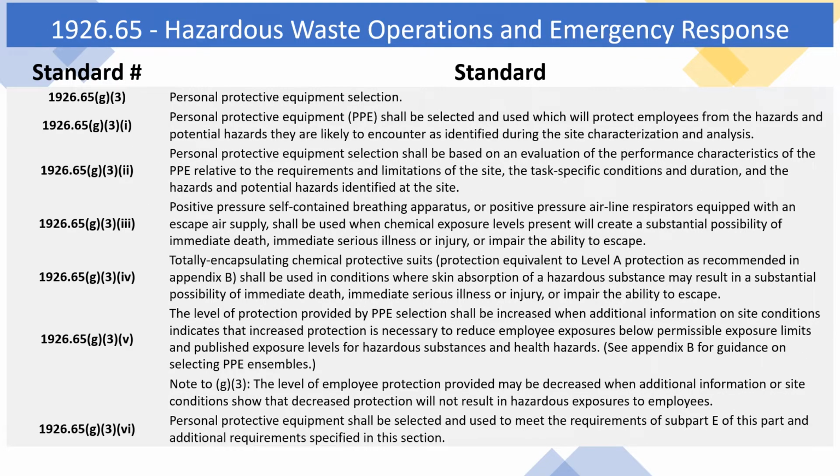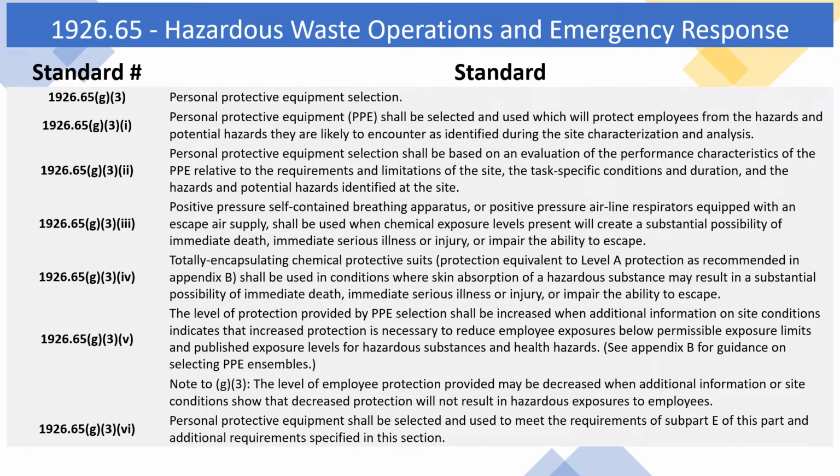1926.65 G3. Personal protective equipment selection. G3 1. Personal protective equipment, PPE, shall be selected and used which will protect employees from the hazards and potential hazards they are likely to encounter as identified during the site characterization and analysis.